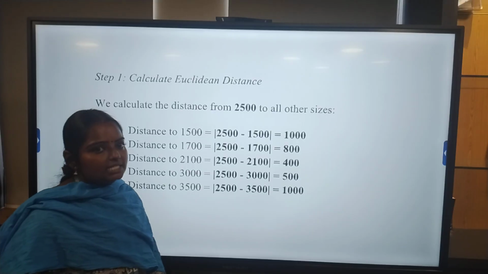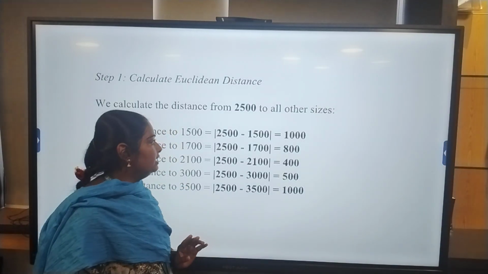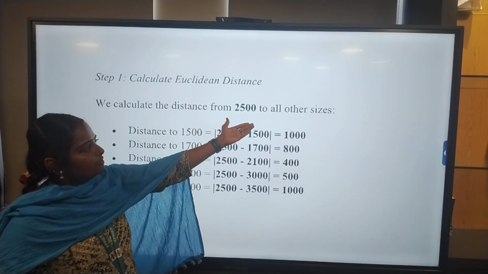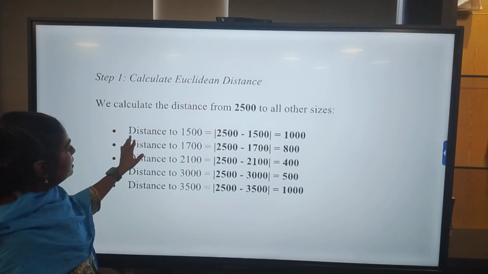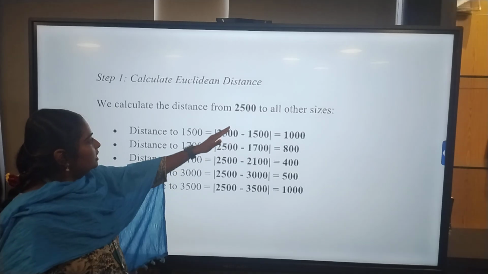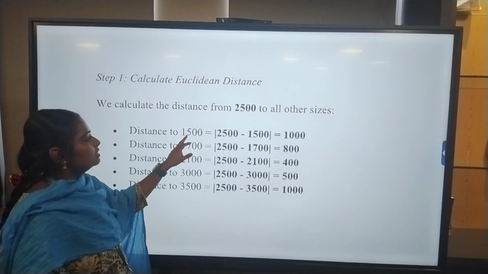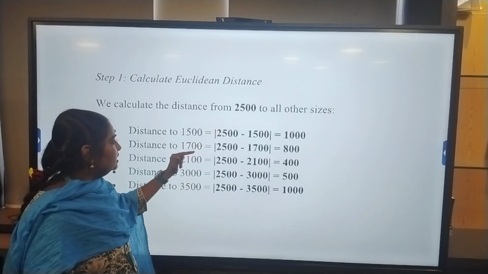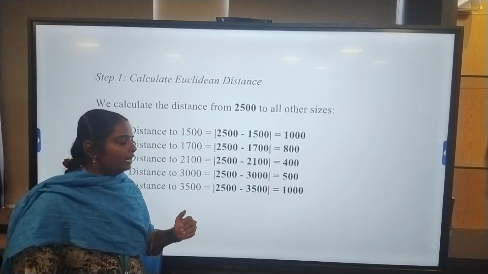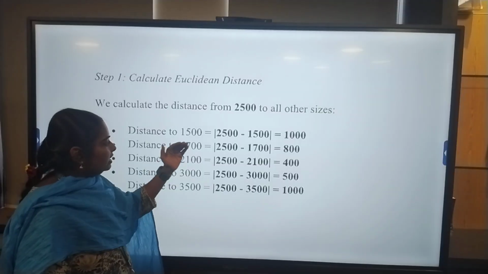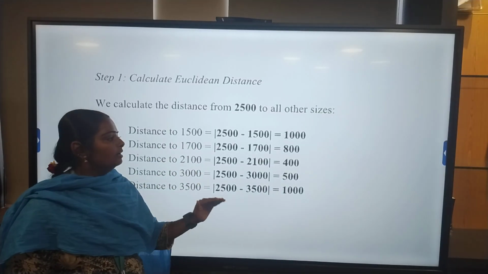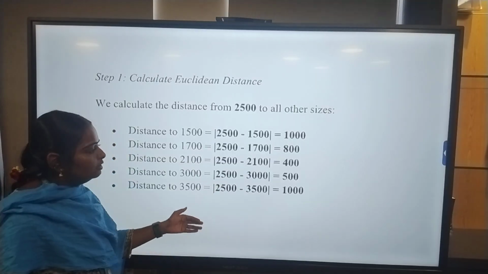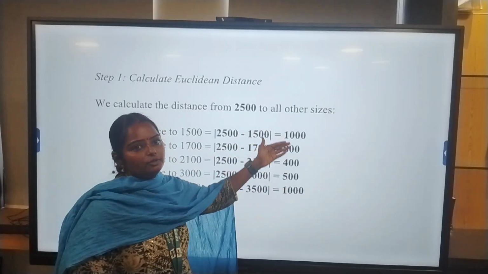So what is our first step? We are supposed to calculate the Euclidean distance from 2500 to all the other sizes. So I have done that: 2500 minus 1500. For my second data point it is 2500 minus 1700. For my third data point it is 2500 minus 2100. This is what I have to repeat for all the data points given in the question, so I may get some new values here.